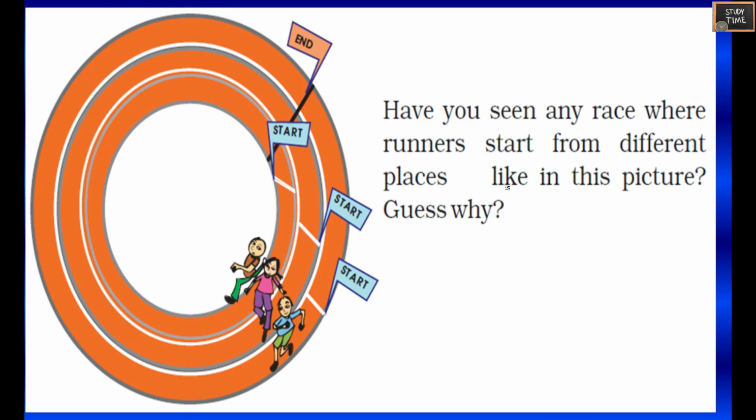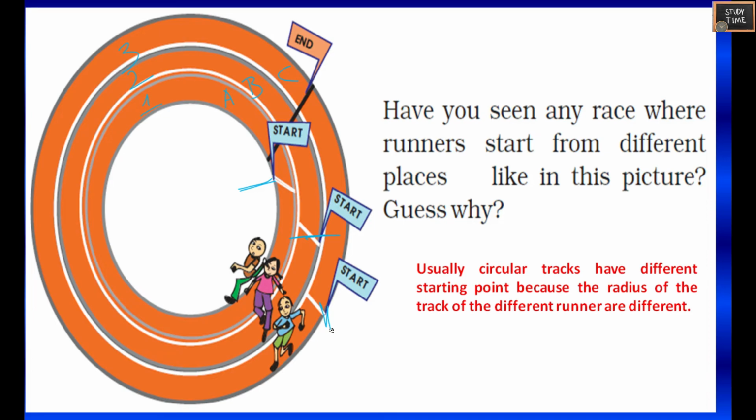Next, have you ever seen any race where runners start from different places like in this picture? So here there are three paths, 1, 2, 3. So 3 runners are running, but each time the starting place is different. Let us say this as A, B, C. For A it is here, for B it is here, and for C it is here. Can you guess why? Because the radius of the track of each runner is different. That's why they have kept the starting points at different places.